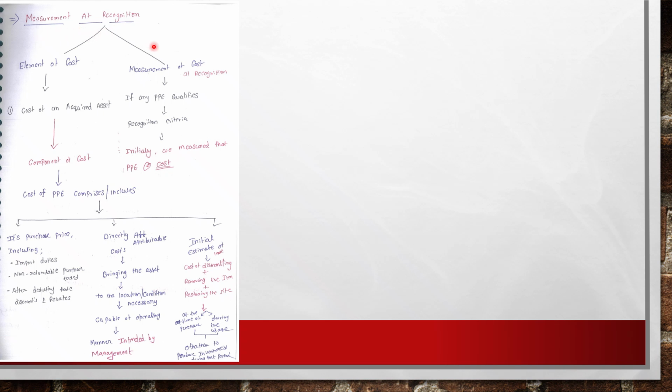PPE is measured at cost initially. So PPE is measured at cost at recognition. What are the elements involved in those costs, and how will it be measured? Today, if any PPE qualifies the recognition criteria, initially we measure that particular PPE at cost. So we recognize that PPE at cost. We should account for that PPE at cost.